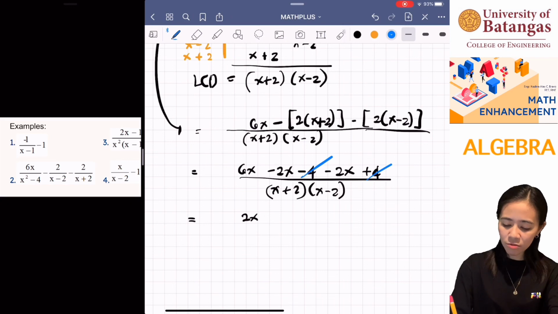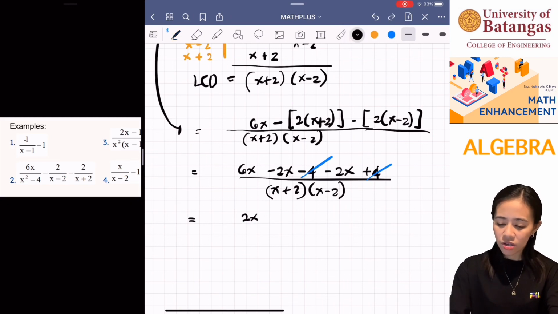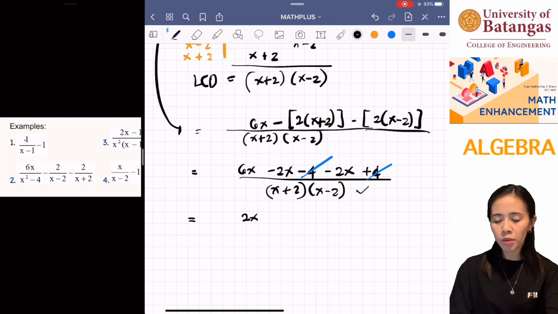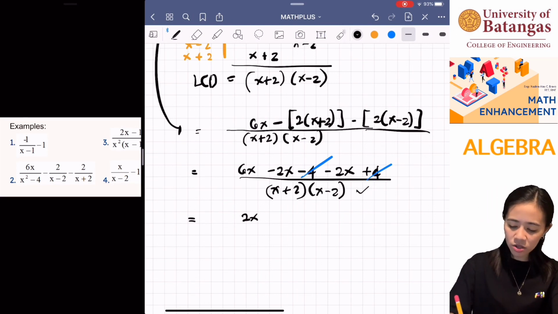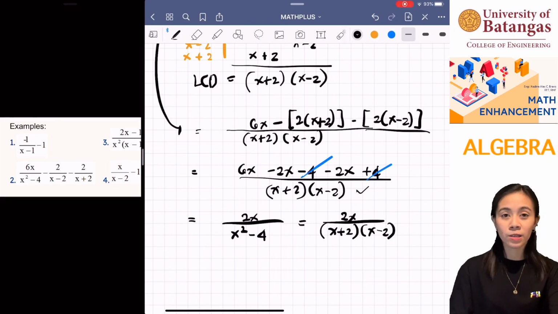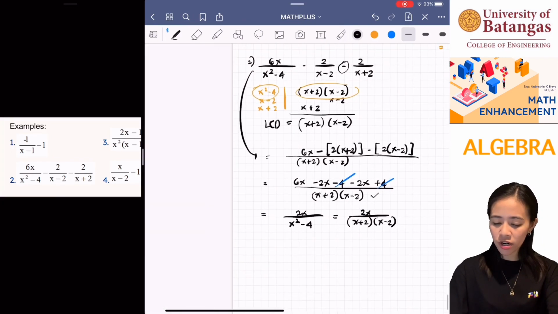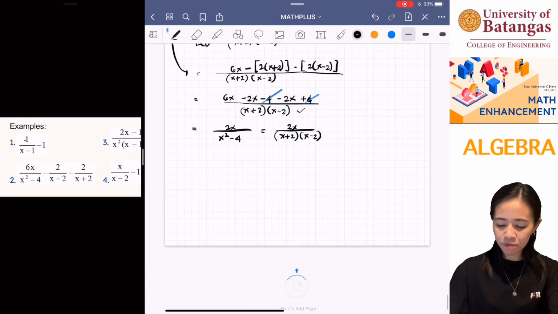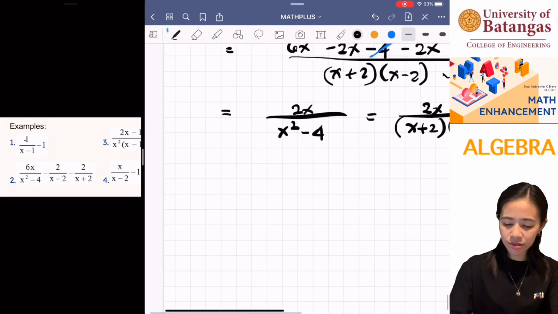Okay. Divide that by, since wala naman akong mapa-factor dito, pwede mo nang ibalik yung denominator dun sa expanded form niya na x squared minus 4. Or, wala namang problema kung ang sagot mo ay naka-factored form. Okay lang din yun. So, that's our answer for number 2. Okay? Number 3.